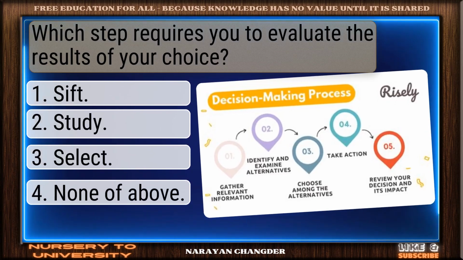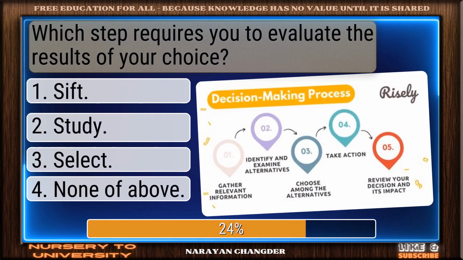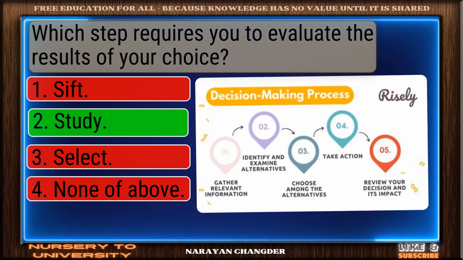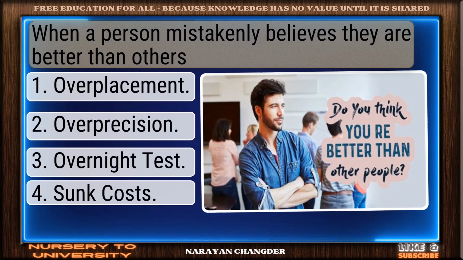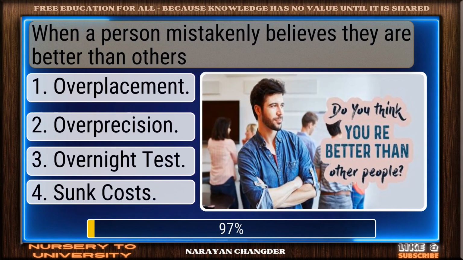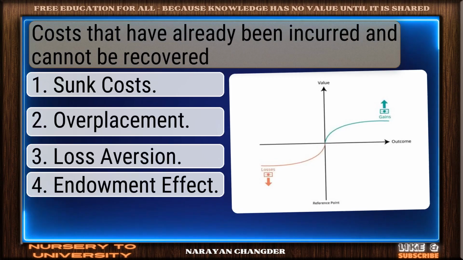Which step requires you to evaluate the results of your choice? Great thinking. Study is the right choice. When a person mistakenly believes they are better than others. Smart pick. Overplacement is the correct choice.